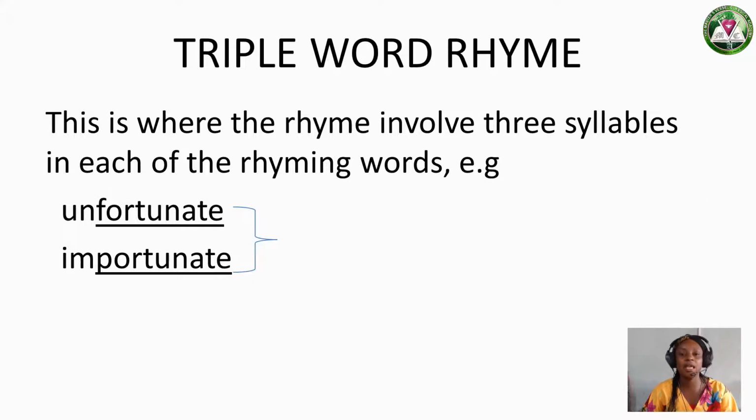The last one we have among the classifications is triple word rhyme. This is where the rhyme involves three syllables in each of the rhyming words. For example, unfortunate and importunate. Unfortunate is a polysyllabic word rhyming with another polysyllabic word. These two words are made up of four syllables, but the last three syllables rhyme. So we have fortunate and fortunate. The only difference is in the first syllable, where we have un and im in the different words.